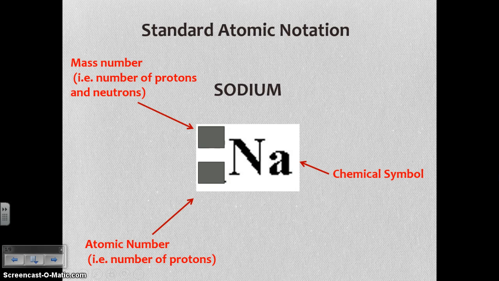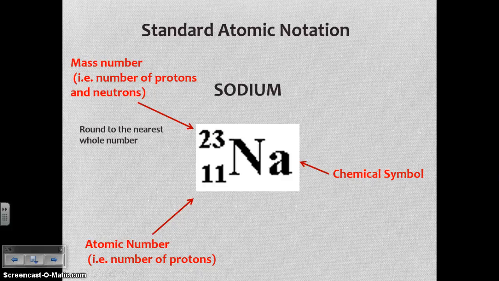So sodium, Na. And how many protons are in a sodium atom? What's its atomic number? Owen at the back. Yes, you are correct. There is 11 protons. And what is the total mass of a sodium atom, i.e., how many protons and neutrons does it have together? Yes, you are correct. It is 23. And notice how we have to round this to the nearest whole number.